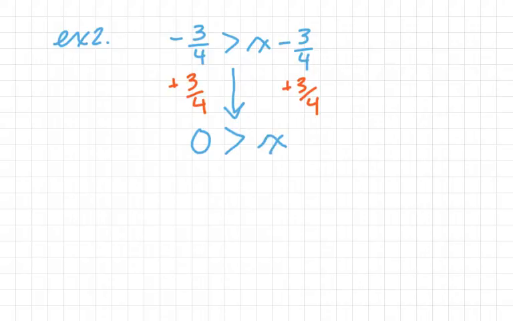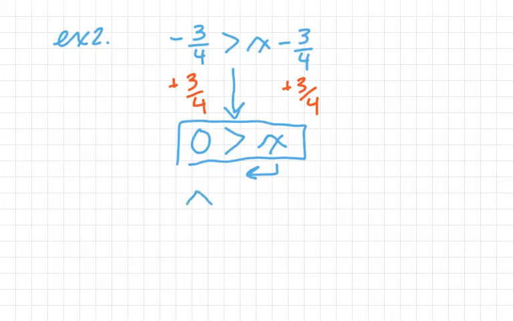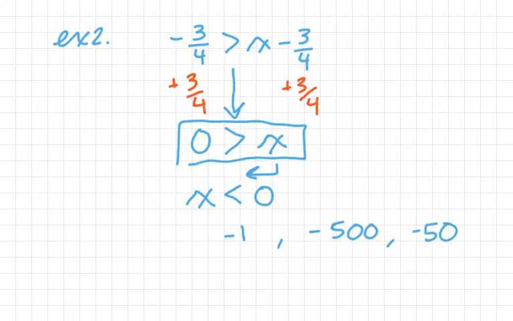So I know that this solution set, it's not just one single number, it's any number that is greater than, or I apologize, is less than 0. If you wanted to write this with the x on the left, you could just put the x on the left and flip the inequality. And this says the same thing. So any number that makes x less than 0. So I could plug in a negative 1, negative 500, negative 50. Okay, any of these numbers would work. As long as the number is less than 0, it will make this statement true.